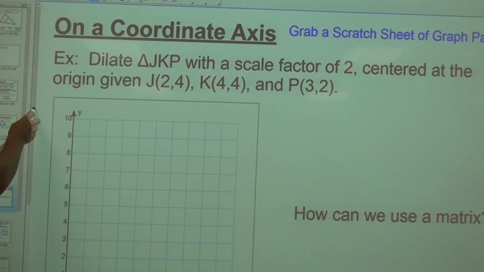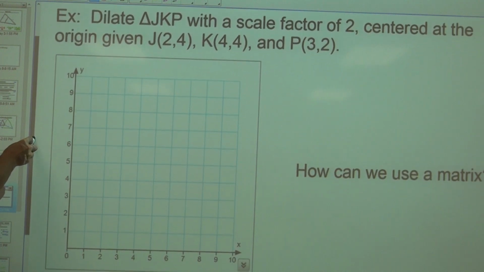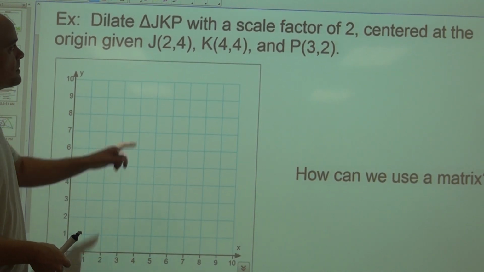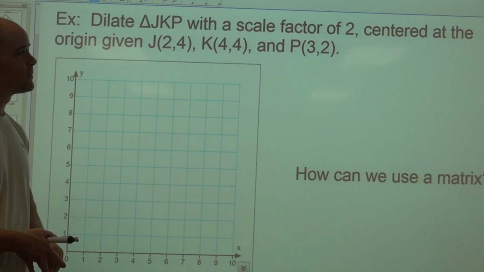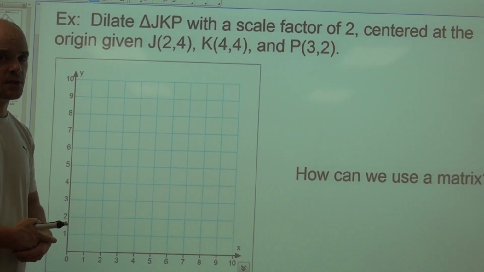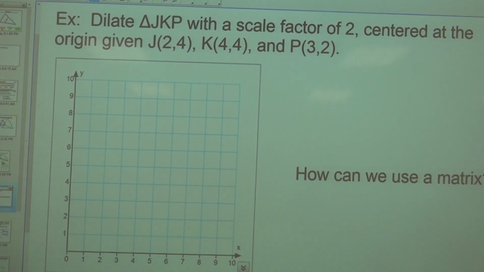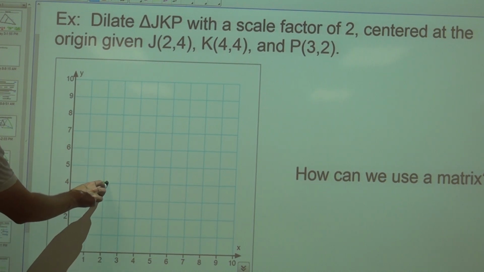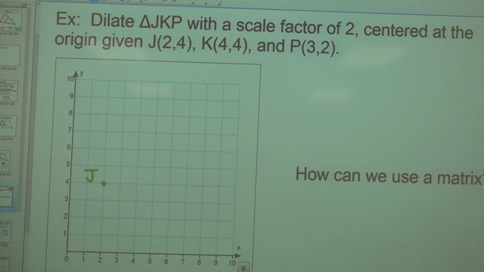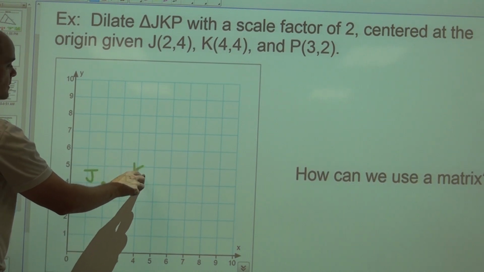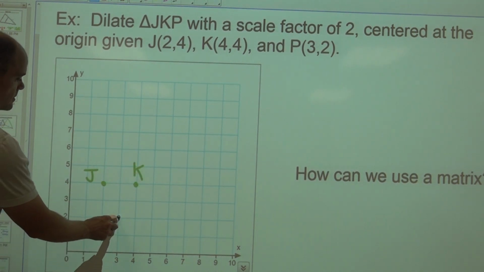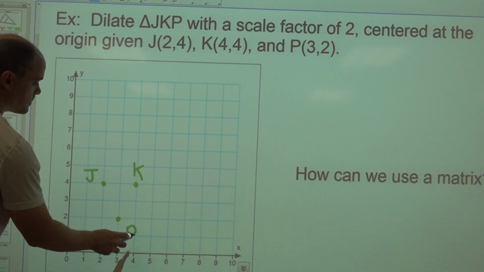So I want you guys to graph this on a sheet, on one of your empty graphs, triangle JKP. And now we're gonna perform a dilation on an XY axis. And you're gonna find that your job now has gotten much, much easier. And as you graph it, I will also graph it. 2, 4, there's J, 4, 4, there's K, and 3, 2, there's P.